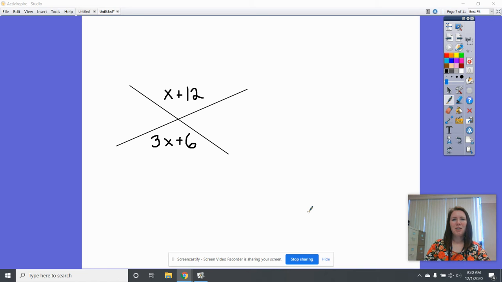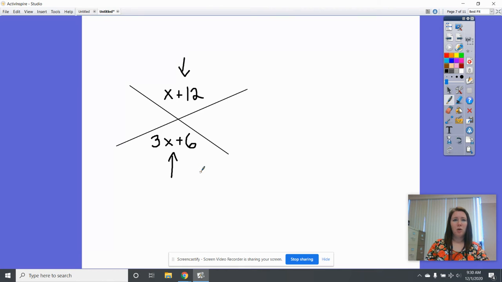Hi, today we're going to talk about how to use equations to solve for angle measures. So here we will have two tasks. The first task is to solve for x, and then the second task is to plug x back in to the expression to solve for the actual angle measure. Now these two angles are vertical angles.